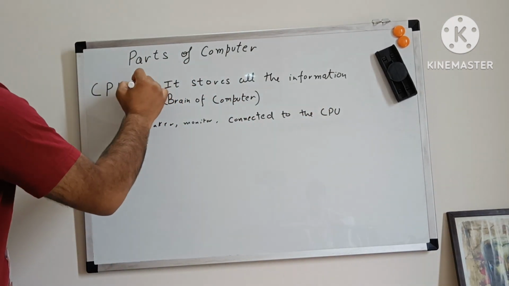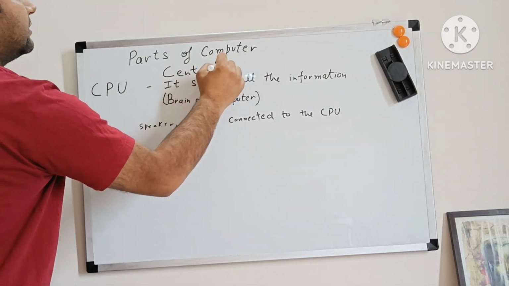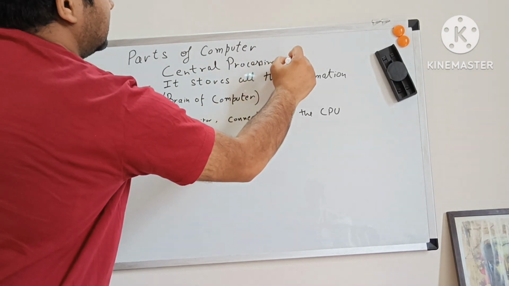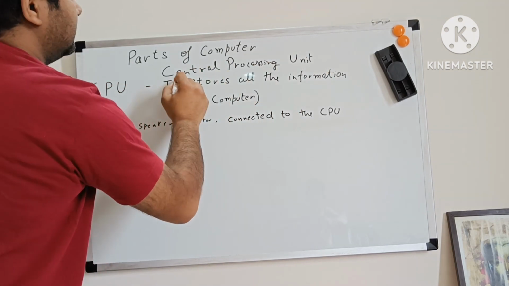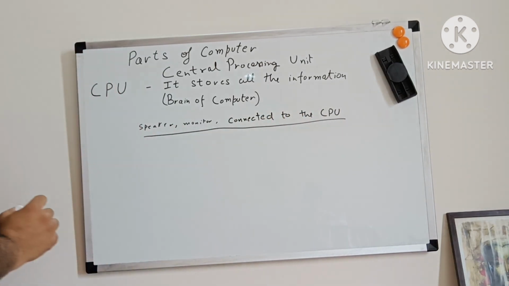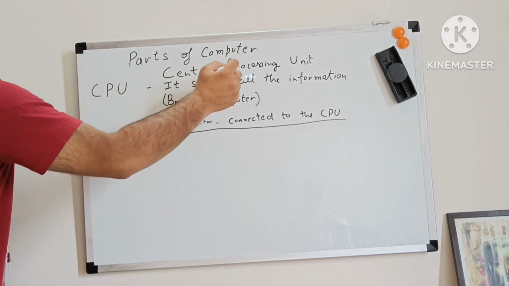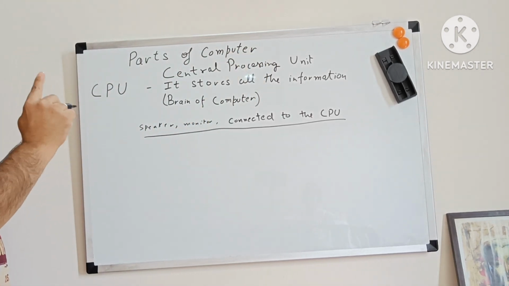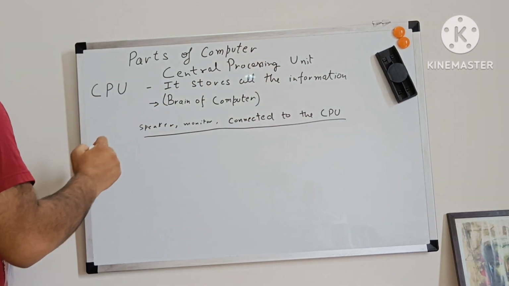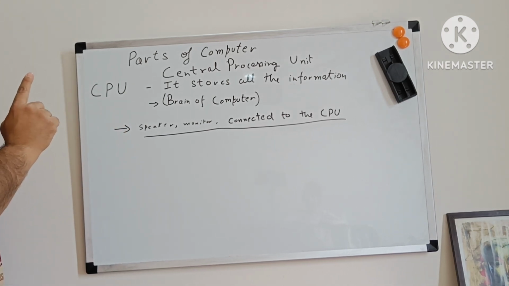What is the full form of CPU? Central Processing Unit. Why is it called central? Because it is the most important part of the computer, and all other parts are connected to the CPU. So whenever someone asks you what is CPU, you have to tell Central Processing Unit. It stores all the information. It is also called the brain of the computer, and all other parts are connected to the CPU.